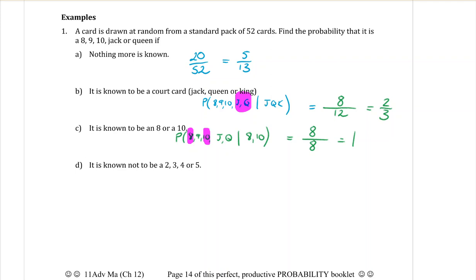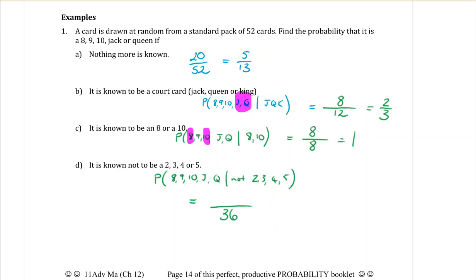Part D, it is known not to be a 2, 3, 4, or a 5. So I'm trying to find the probability of an 8, 9, 10, jack, queen, given that it is not a 2, 3, 4, or a 5. So starting with my denominator, if it's not a 2, 3, 4, or a 5, that's 16 cards that it cannot be. So if I take the 16 cards away from my 52, that means there's 36 cards that I do have that are not 2s, 3s, 4s, or 5s. So of all the other cards that I have, I want to find the probability of getting an 8, 9, 10, jack, or a queen.